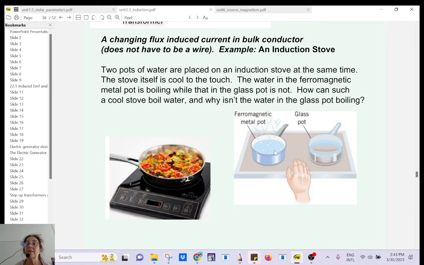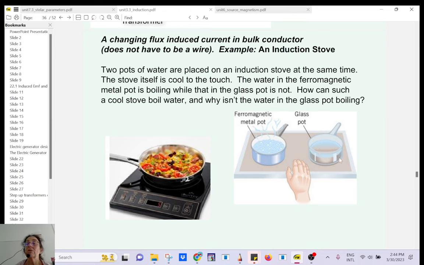So for example, you have induction here. You see how it works? So if you have an induction stove, do you think you can boil water if you use a pot made of clay or whatever, if it's not metal? No, because you cannot induce current. You cannot induce a voltage.